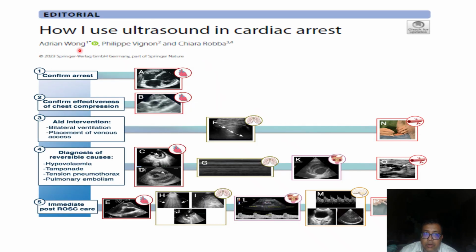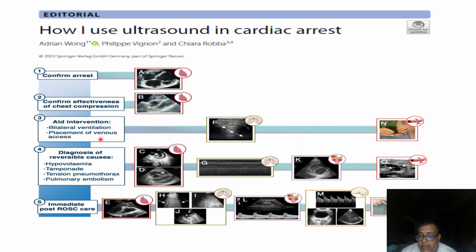An article by Adrian Wong, Philippe Vignon and Chiara Robba has given a protocol of how to use ultrasound in cardiac arrest. Confirm cardiac arrest definitively if the heart is not beating. Confirm the effectiveness of chest compressions, whether your hand placement is directly over the chest and is compressing the heart or not. Aid interventions like placement of the endotracheal tube, confirming whether the tube is in the trachea or falsely placed in the esophagus.